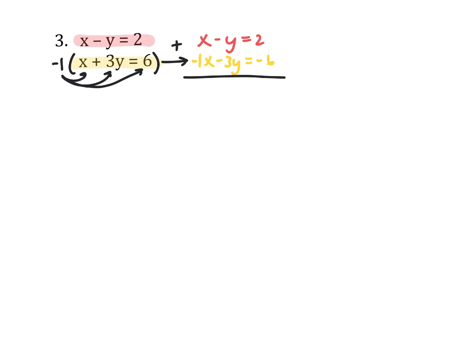And now when I combine the equations and add downward, lo and behold, I can see that the 1x cancels with a -1x. When I add downward, I get a -4y equals a positive, well, actually, not a positive, a negative 4.